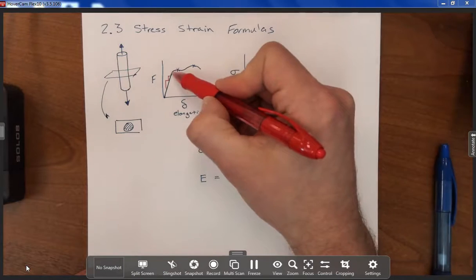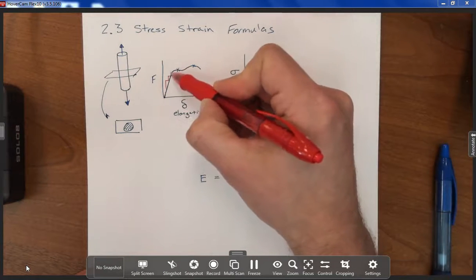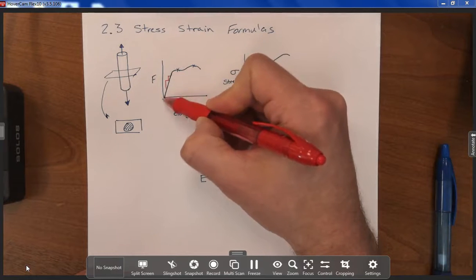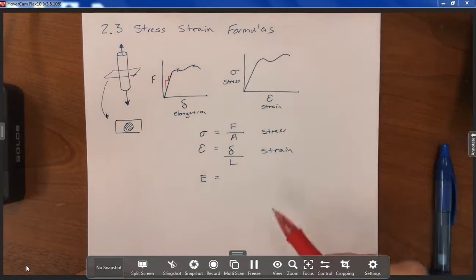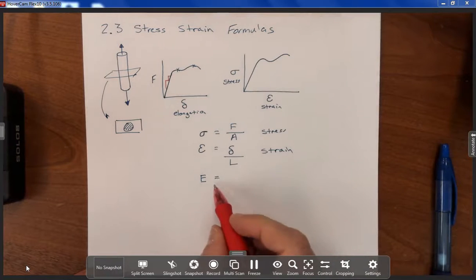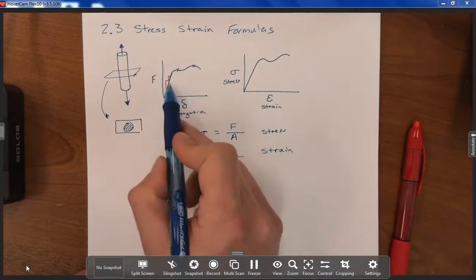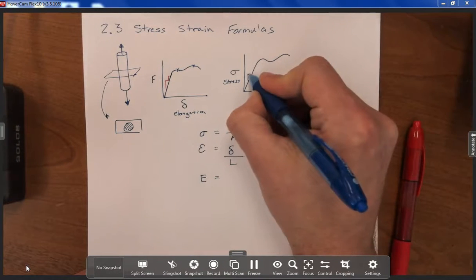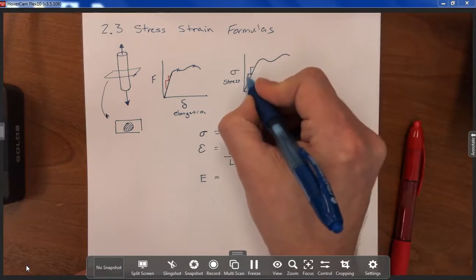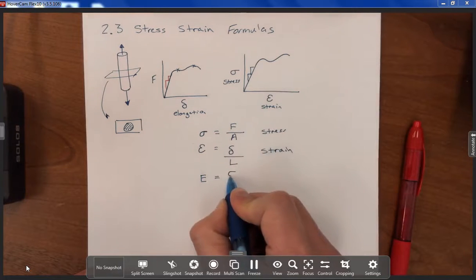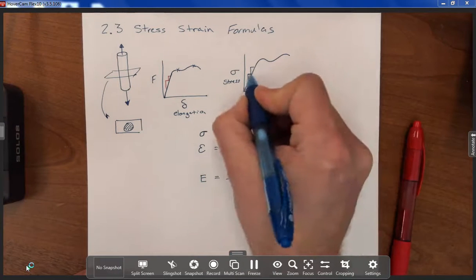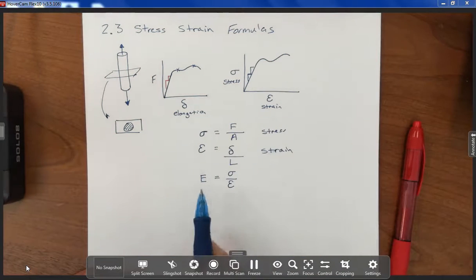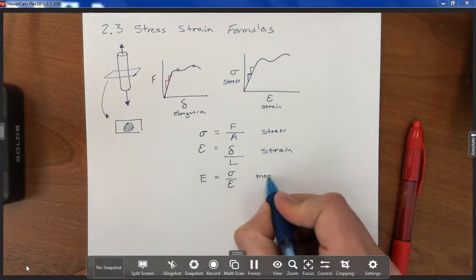We also refer to where this linear section of our graph stops as the proportional limit, because along here it's proportional. We have equal ratios. And so modulus of elasticity is really the slope of that. The rise, I really should be over on this graph, is the stress. And the run, well, that's the strain. Okay, so modulus of elasticity.